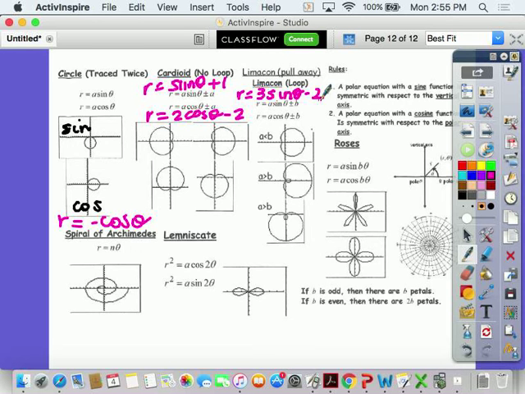And before we go back to our calculator, if a is greater than b, then it's going to have a loop in it. Okay? If it's the other way around, if a is less than b, then it's actually going to look very similar to a cardioid, and the only way you'll know which one it is is based off of the equation. So if these values are different and a is less than b, then you know it's going to be a limacon, but it's going to look very close to a cardioid. Okay? So we're going to graph that top one.